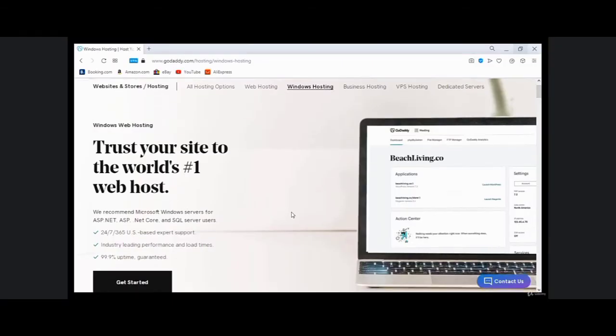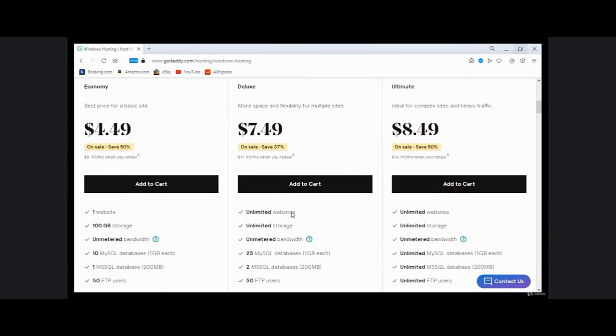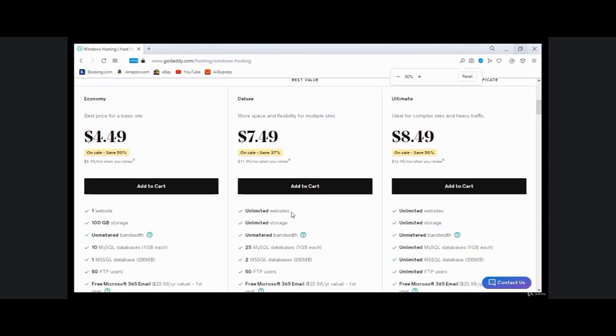On the GoDaddy.com website, we can see that there are 3 hosting packages available. For $4.49 per month, GoDaddy will allow us to host one website domain with 100 GB of storage, 100 email addresses, and they will provide us with one free domain registration. So let's start with explaining what each of these mean.